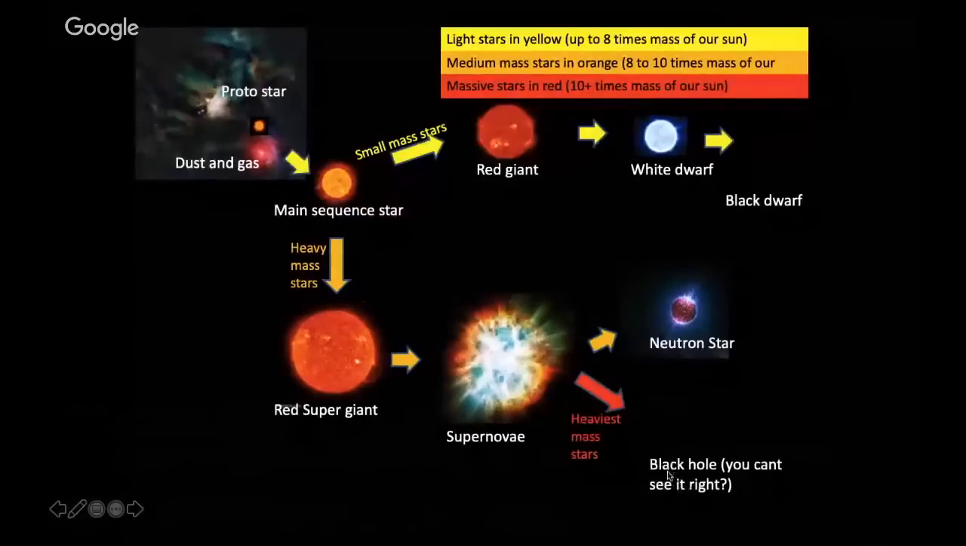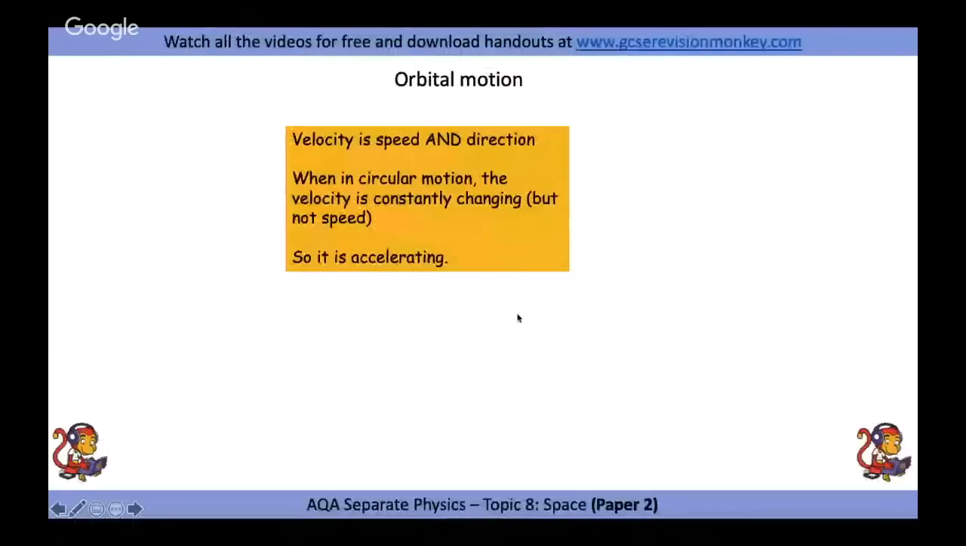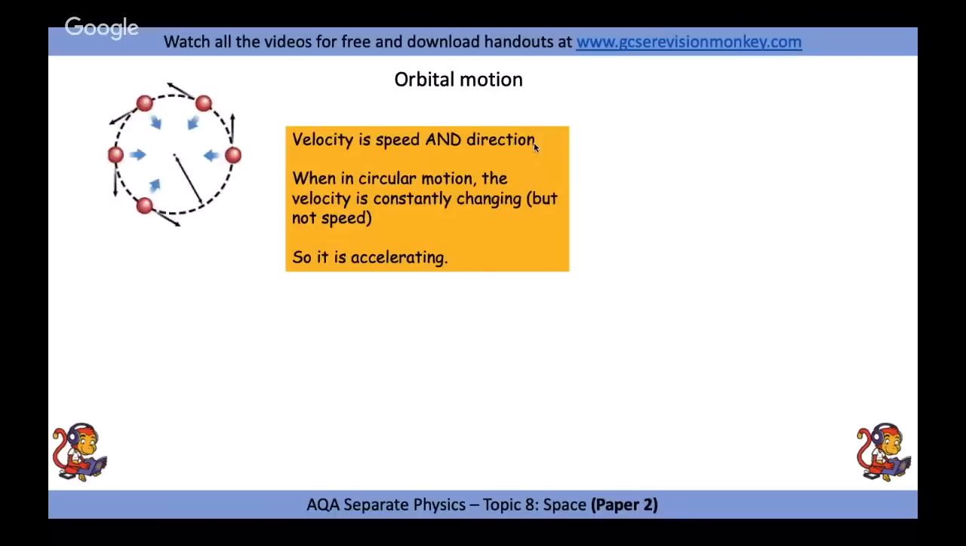Okay, orbital motion. Velocity is speed and direction. It is a vector quantity. And when in circular motion, the velocity is constantly changing, but not the speed. So it's accelerating, because acceleration is a changing velocity.